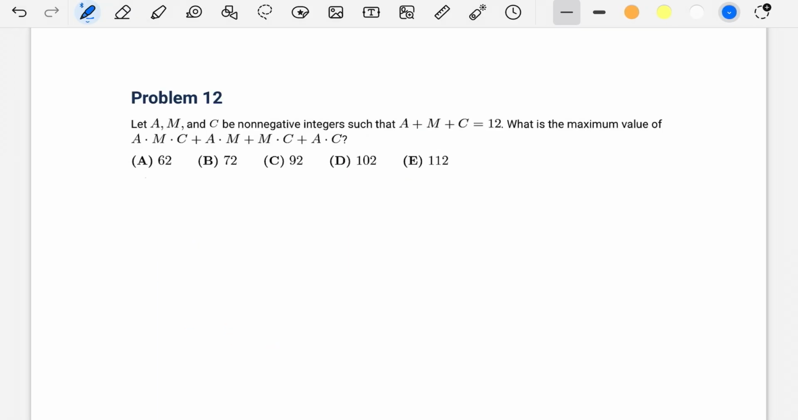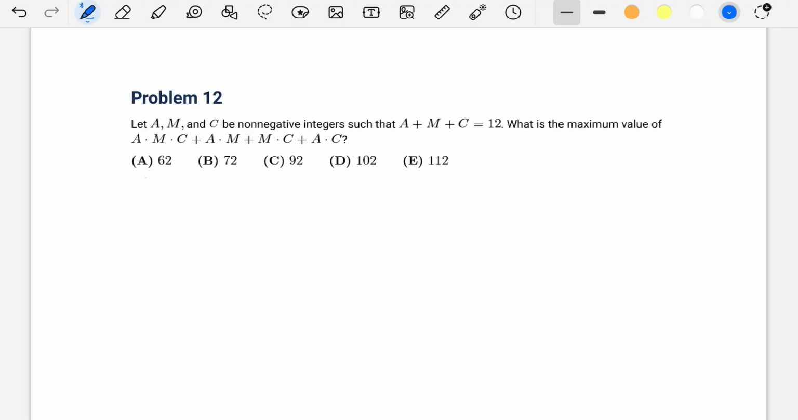Problem 12. Let a, m, and c be non-negative integers such that a plus m plus c equals 12. What is the maximum value of AMC plus AM plus MC plus AC? I'll provide two solutions for this problem. My first solution, I personally think, is the quickest and the way that I solved this problem when I first saw it, but it's not very rigorous, I would say. But let's go with the first solution.